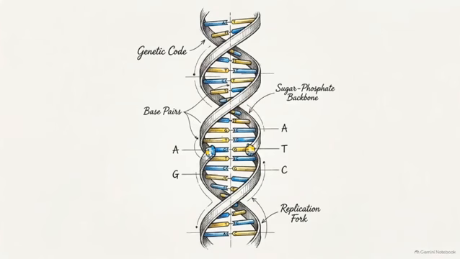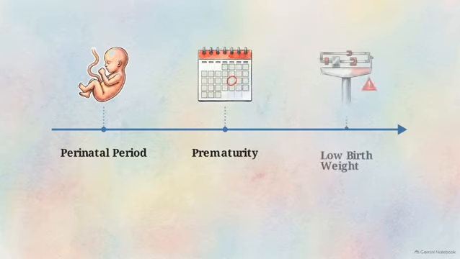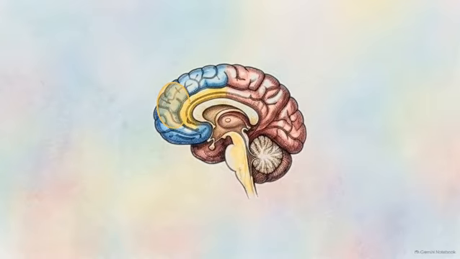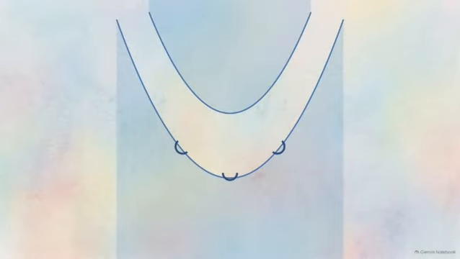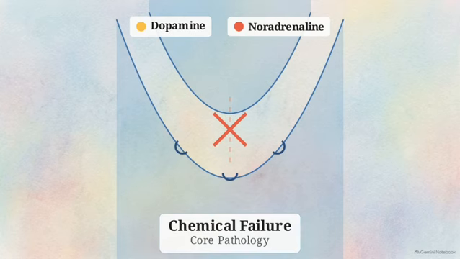It emerges from a multifactorial origin. Strong genetic components are passed down through families, and these are often compounded by perinatal environmental factors, such as premature birth or low birth weight. These behaviors originate in the brain's executive functioning networks. Specifically, the neurotransmitter systems relying on dopamine and noradrenaline are dysregulated, failing to bridge the synaptic gaps and transmit signals. This chemical failure forms the core pathology of the disorder.